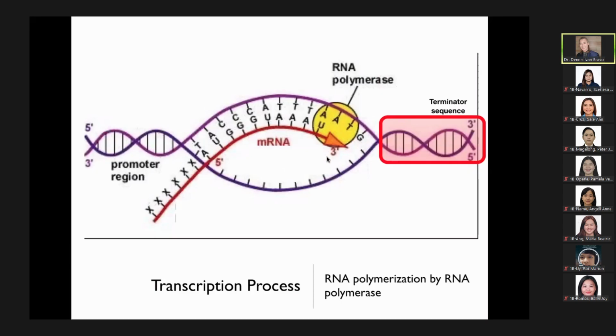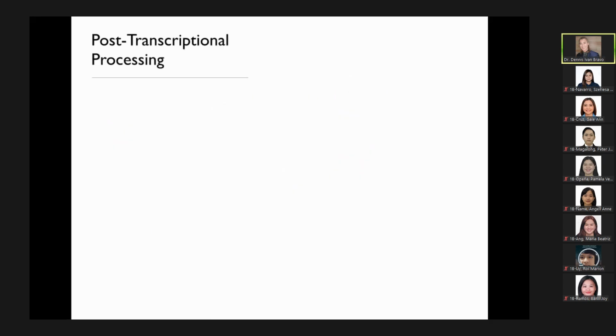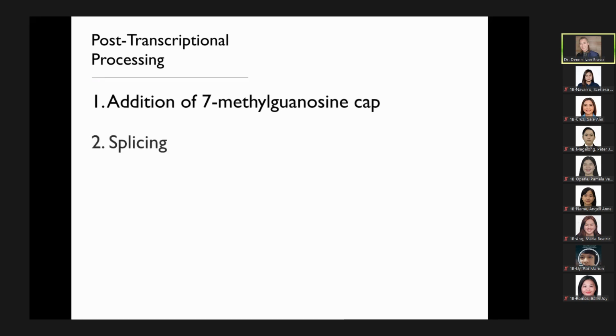It acts as a helicase, separating the two strands. One strand is used as a template for the polymerization of mRNA. The process continues until the terminator sequence is reached. Now, what is unique about eukaryotic transcription is that the RNA undergoes extensive modification. This would include addition of a 7-methyl guanosine cap, splicing, and addition of a poly-A tail.